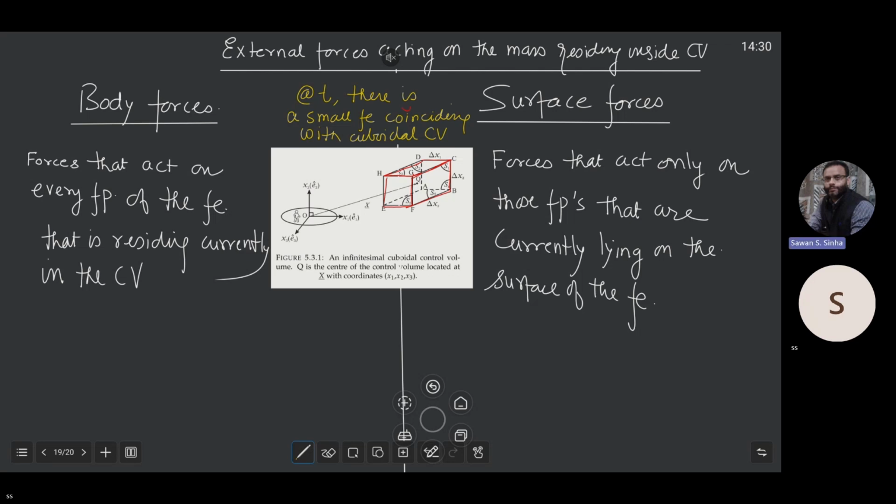One type of external forces is what we call body force. What is body force? Forces that act on every fluid particle of that fluid element that is residing inside the control volume. Example, gravitational force.